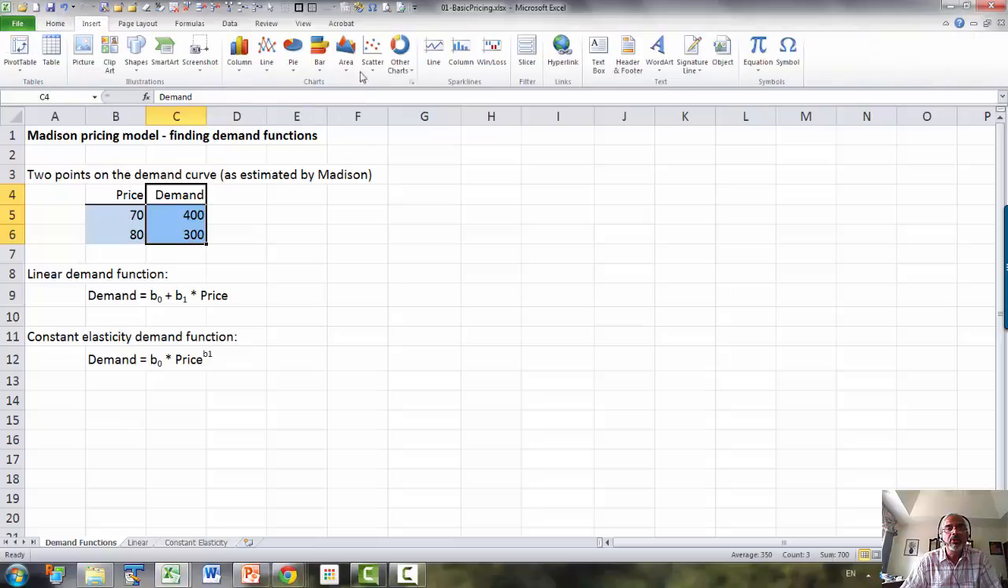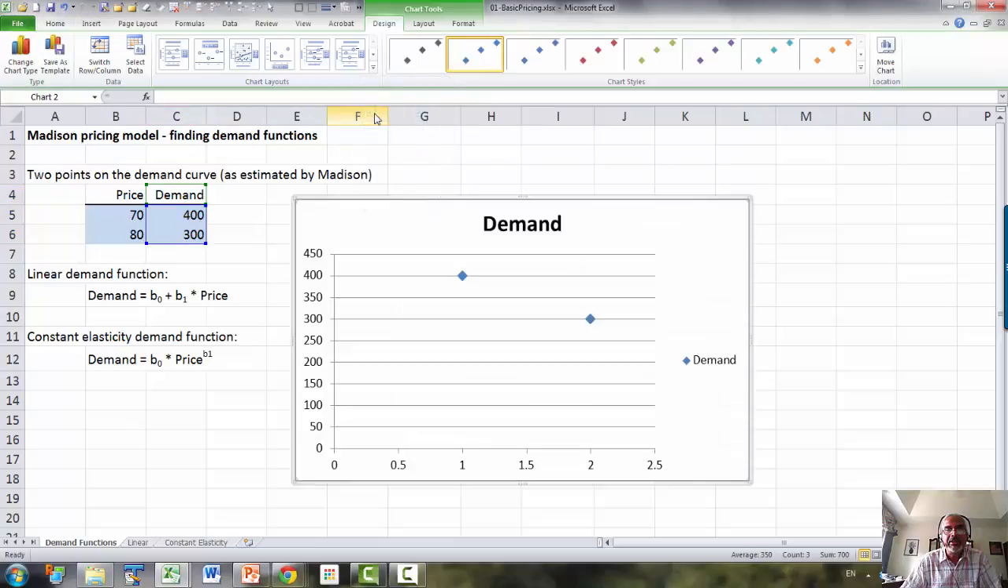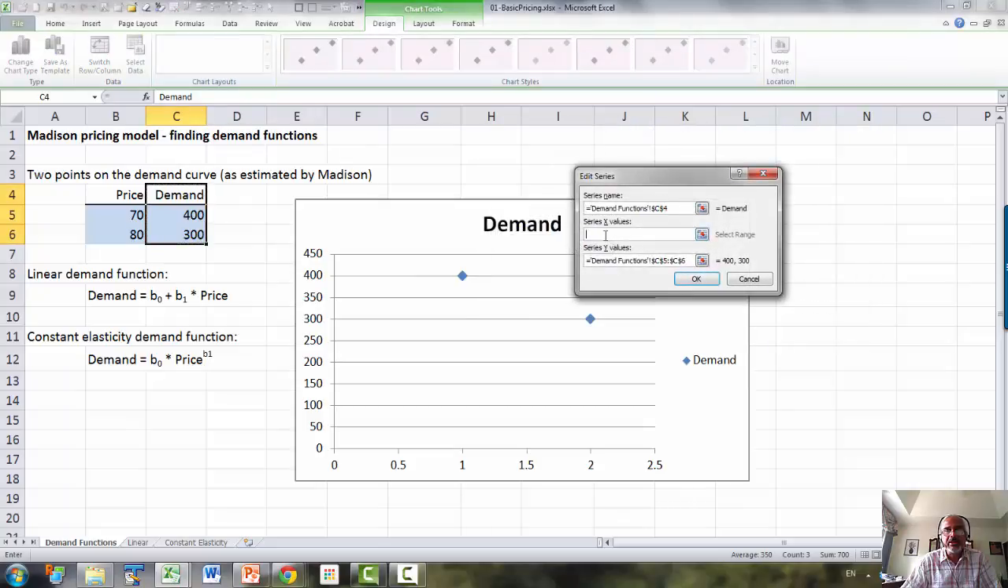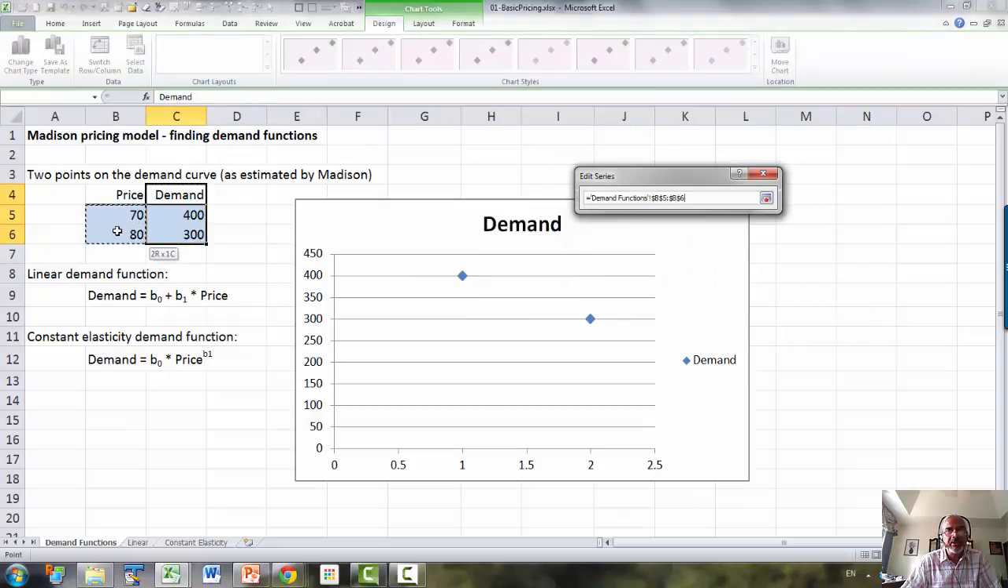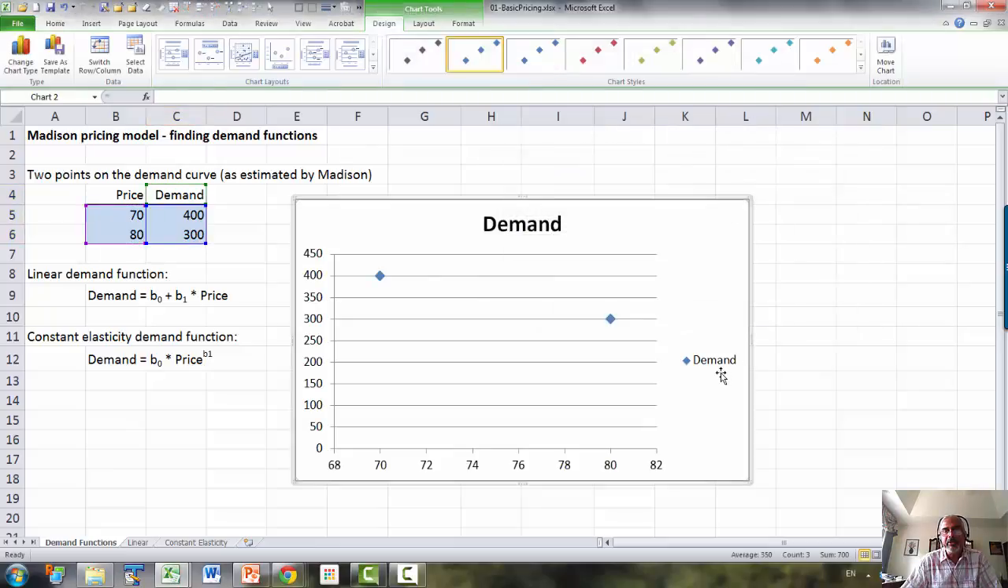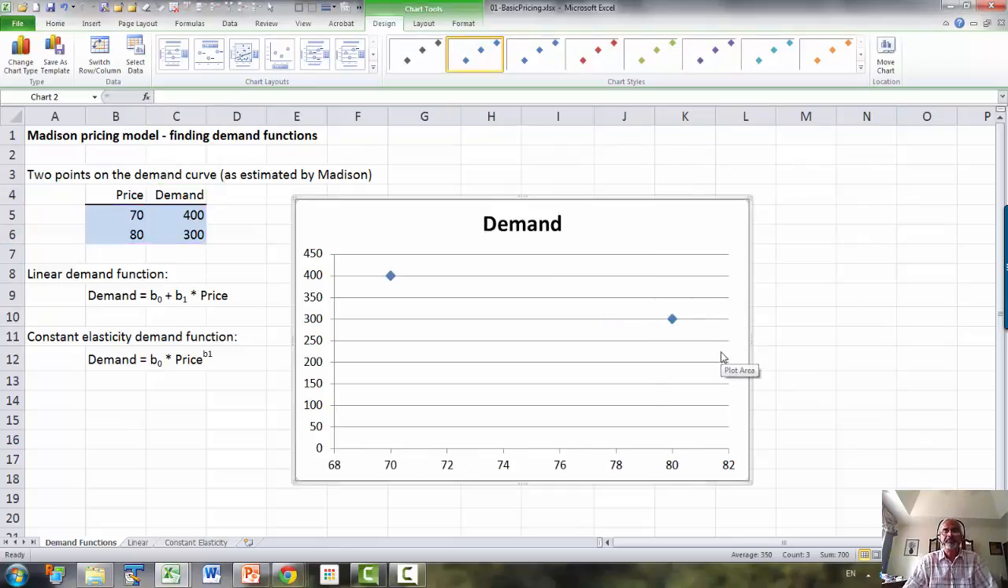We'll go to scatter plot and select that. Now we need to add the x-axis, so go to select data. Here is demand, so edit that and insert the x range there. Click OK and OK. We don't need a legend, so we'll get rid of the legend.